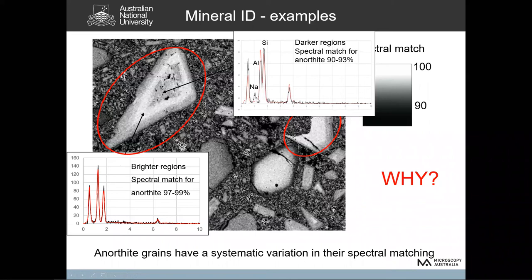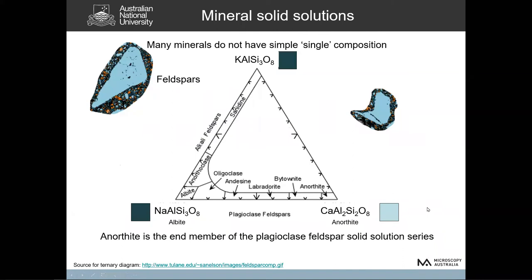So we now see sodium, which wasn't in the brighter regions, and also the aluminium to silicon ratio is a little bit off. So what you have to realize here is that the variation is there because not all minerals are a single composition. We're trying to match it to a single composition, and in fact, the composition is changing a little bit as we step through this grain. So what's happening here is that this particular mineral, anorthite, which is what we matched it to, is part of the entire feldspar series. And if we look towards the left here, we have another member, which is called albite, which has sodium. And it has less aluminium, and it has a bit more silicon. So the aluminium to silicon ratio is changing as we substitute calcium and aluminium for silicon and sodium.